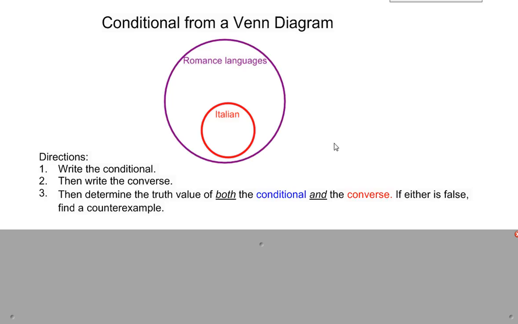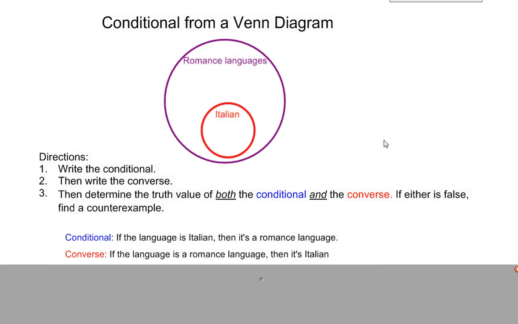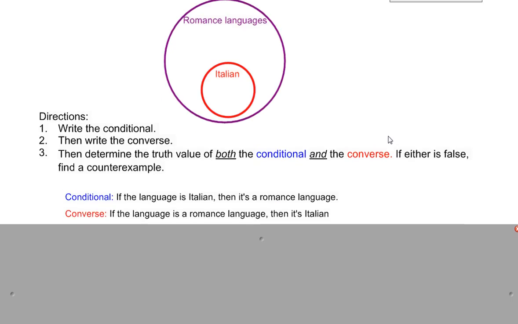Okay, so what is the conditional for this Venn diagram? Well, very simply, if the language is Italian, then it's a Romance language. What is the converse of that statement? If the language is a Romance language, then it's Italian. So what about the conditional? What is the truth value there? Well, I know that Italian is a Romance language. So if the language is Italian, then it is definitely a Romance language. So the truth value of the original conditional statement is true.